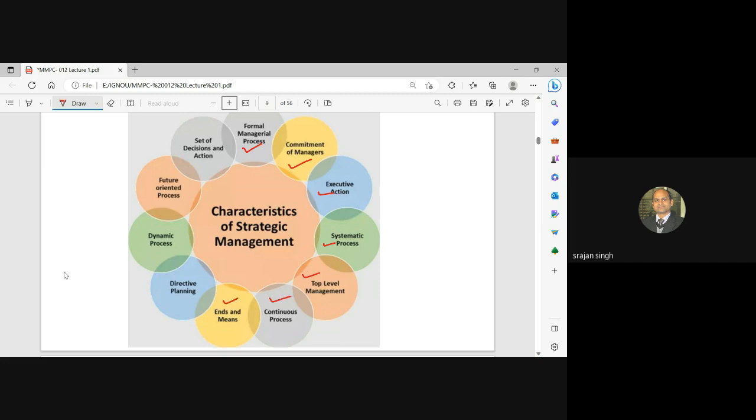Ends and means, because means are the number of resources and methods which are used to develop, conduct and implement a strategy. Directive planning, dynamic process, future-oriented process, because as we have discussed already, a strategy is related to long-term resources, long-term objectives or goals. Then next is a set of decisions and actions.